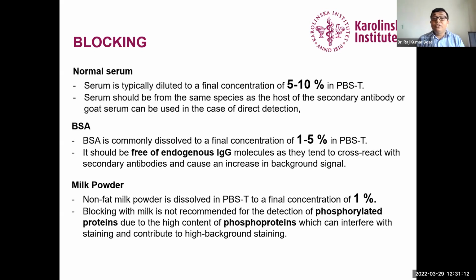And if you use serum, the source of the serum should be the same as the source of the secondary antibody. For example, if you use goat as the source of the secondary antibody, you should use goat serum for blocking. And if you use milk powder, you should not use it for phosphorylated proteins, for example, if you want to test ARC phosphorylation. So these are the things you should remember when you perform the blocking step.